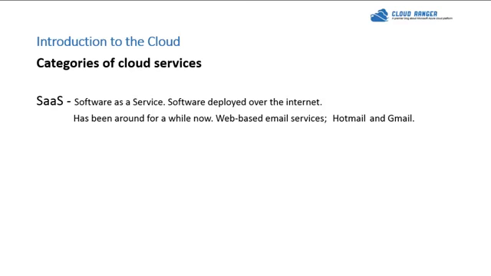which essentially means software deployed over the internet. You know what? This is the first thing you'll probably notice that was there for a long time and absolutely part of the cloud and definitely not new. This has been around for a while. Web-based email services. If most of you, if not all, have a Hotmail or a Gmail account, that's actually a SaaS. It's a software as a service.